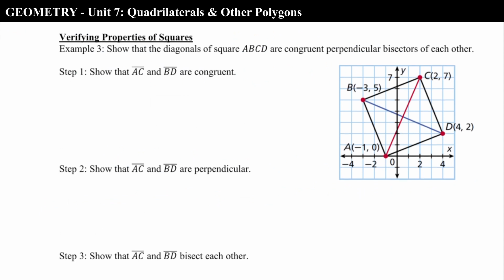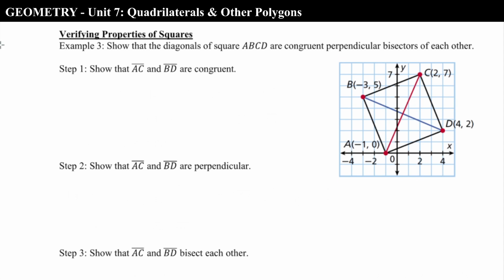All right. Let's move on to taking a look at the properties of squares. We're going to verify the properties of squares. So the first thing we're going to do in this figure, to show that this is a square, we are going to show that AC and BD, AC being here and BD being here, our diagonals are congruent. To do that, you are going to use the distance formula again.